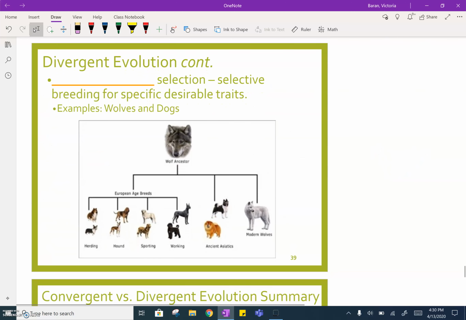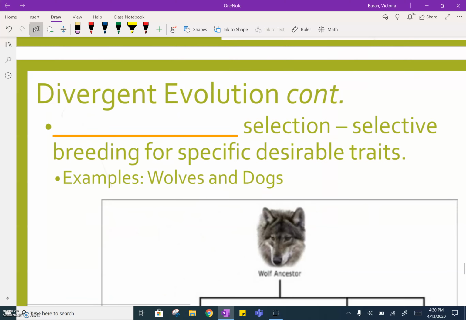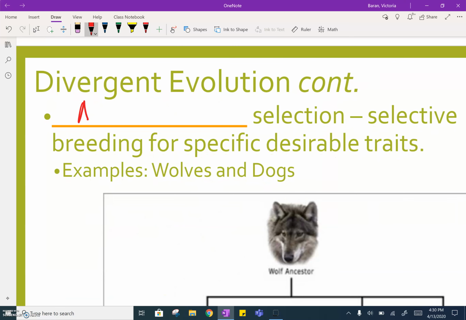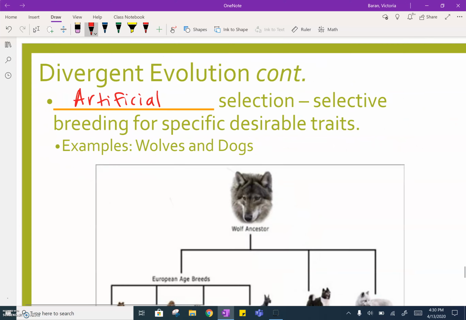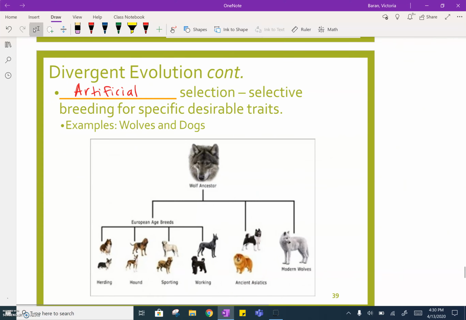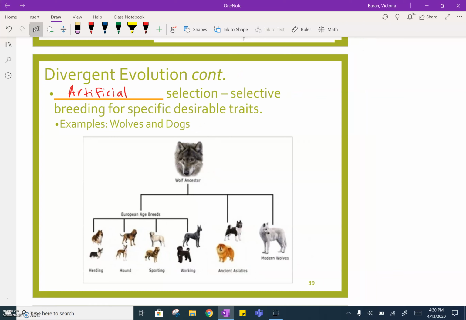Another example of divergent evolution, I think this was talked about way back in the beginning with that introduction video, and we have this thing called artificial selection. Now, this is when in the video they talked about humans being the one that's making the decisions and essentially is the breeder. This is selective breeding for desirable traits. The best example of this being wolves and dogs.